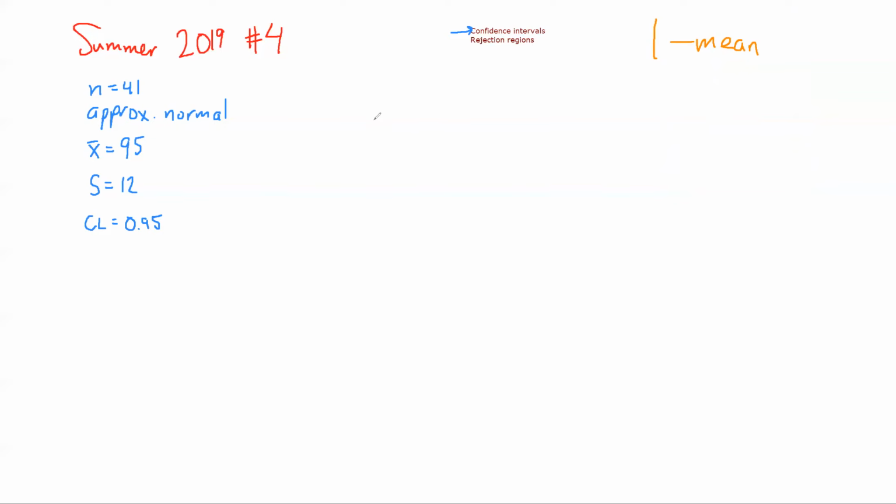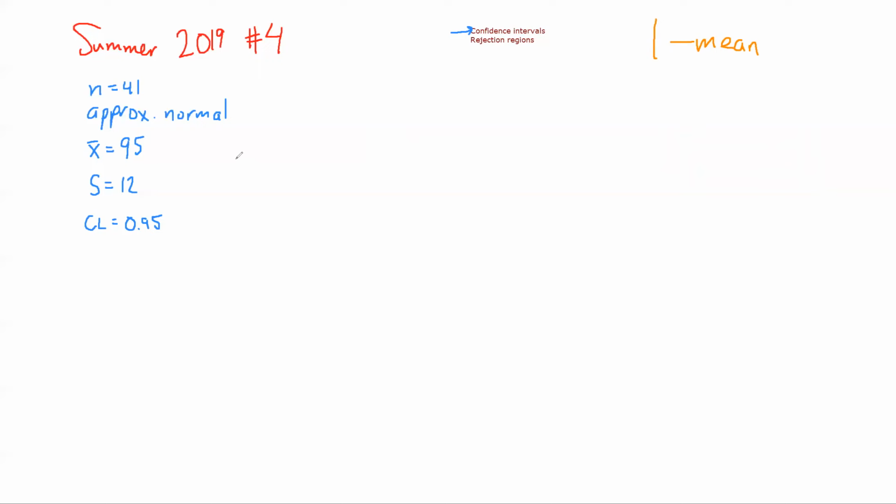Oh, and a few other things. Why do I know this is a one mean question? Well, they keep saying, calculate the 95% confidence interval for the population mean, right? And we're talking about the number of transactions. I might ask, how many customers or how many transactions does the customer make? The answer there is a number, not a yes or no question. So with that in mind, I know this is a one mean question. I'm not comparing 2 different groups.